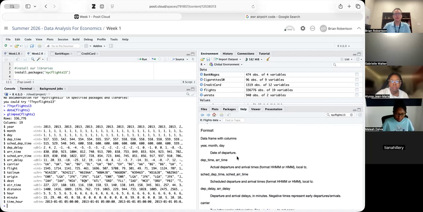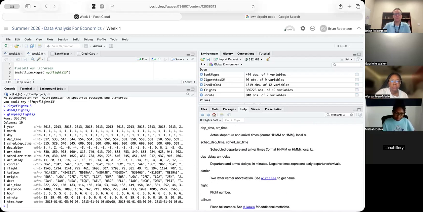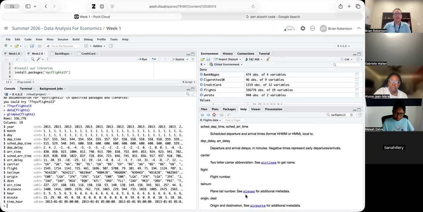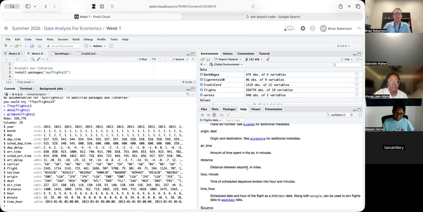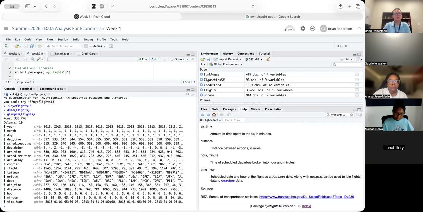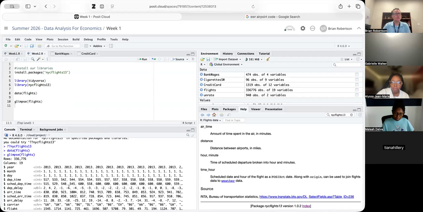So if I go into our format, we can see the exact same thing. Year, month, day, departure time, arrival time. So this is in hours and minutes. When they were scheduled, to the extent that there was a delay, how much was there a delay? The carrier, which is the abbreviation. We'll get into some of this stuff later. Origin, arrival time, distance, hour, minute, and so on and so forth. So this is a pretty rich data set, right? This is everything that's coming in and out of the New York metro area in 2013. And predictably, there's just a ton of data in here.